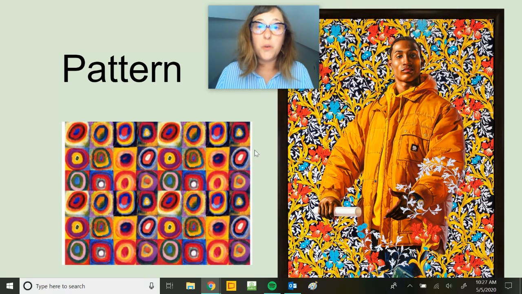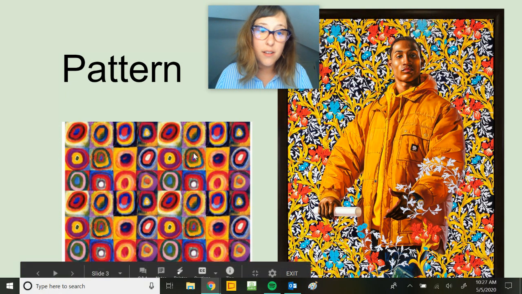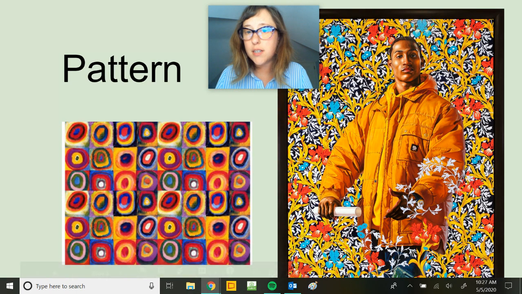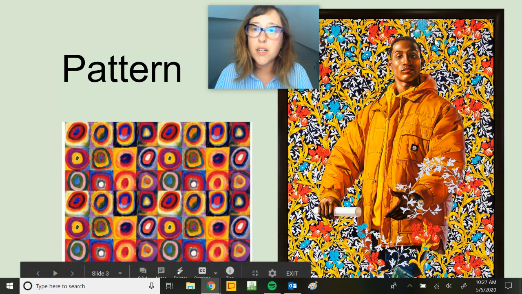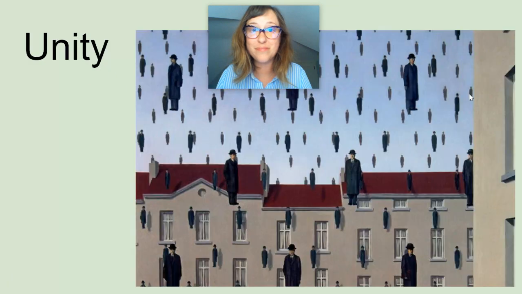Artists can also use pattern. Patterns with shapes, like Vasily Kandinsky did. He loved circles. This artist, his name is Kehinde Wiley, and he loves using beautiful patterns behind the people he draws in his portraits. This is actually a real painting. Isn't that amazing? It looks so real.